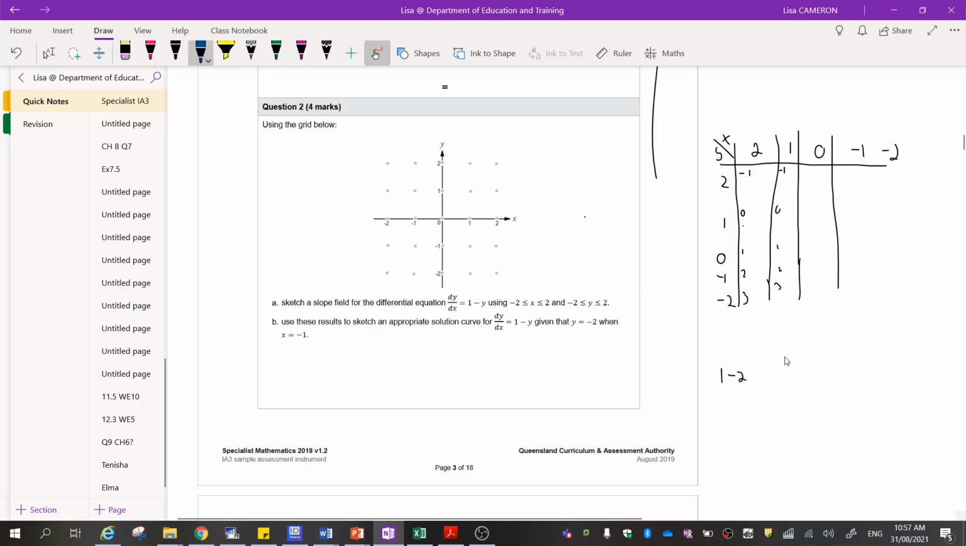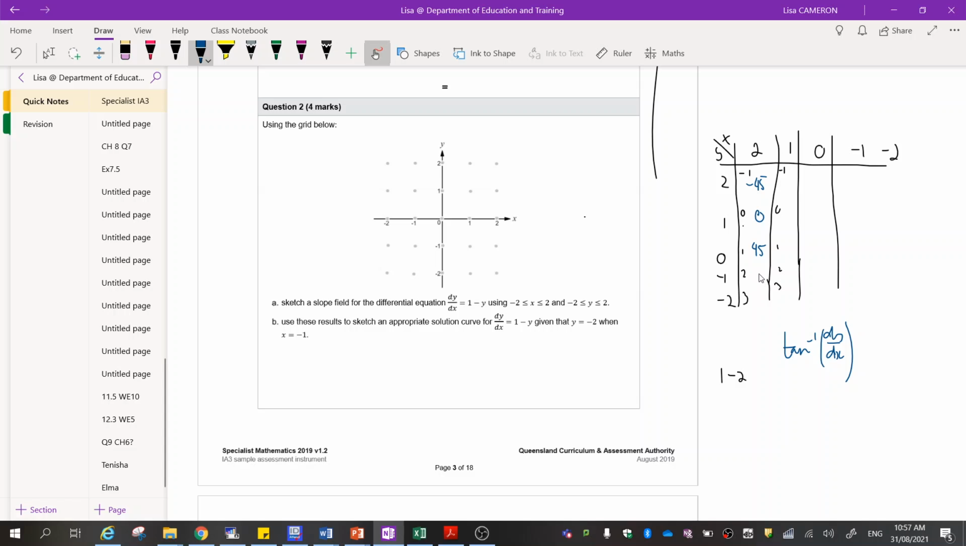Next thing we're going to do is we're going to substitute it into tan, or the inverse of tan, for that dy over dx value to figure out what our angle is going to be. So at negative 1, if I substitute that in, that'll be negative 45 degrees. This will be positive 45 degrees. This one here will be 0.